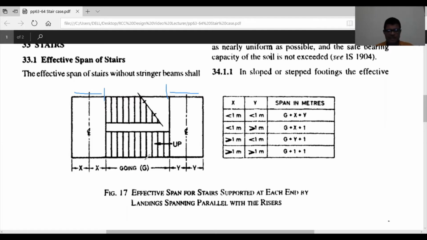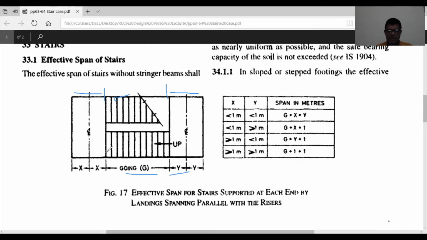X plus Y. X is this side, Y is this side, half of this side, half of that side. And if both are more than 1, you have to take G plus 1 plus 1. But this condition will again change if you have an entrance. In the entrance, there is no landing. So one side will be absent. It will be only going plus half of the other side.